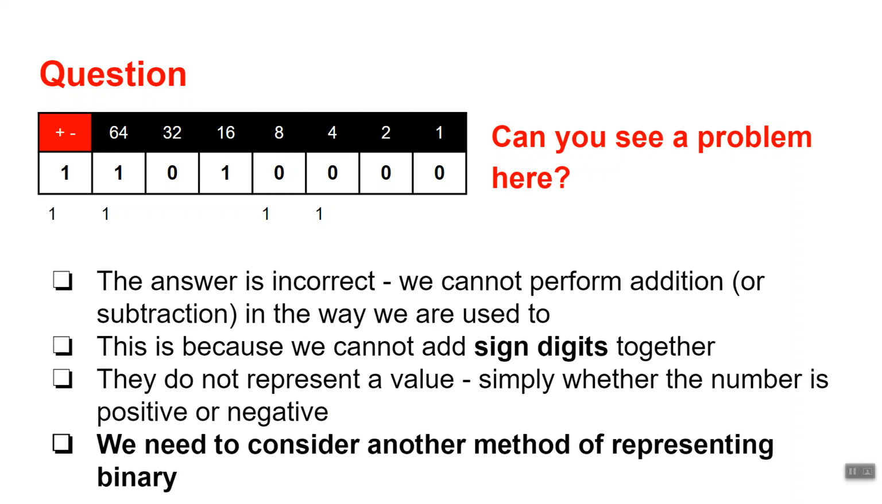So we're going to look at our second method now of representing negative numbers in binary, and that's going to be something called 2's complement.